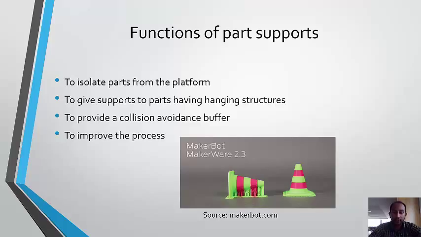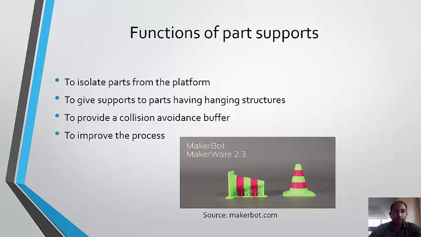Some important functions of the part supports are: the first one is to isolate the part from the platform. The use of supports will make it easier to safely remove the part from the platform after model production. It will also be easier to control the layer thickness and surface quality of the bottom layers. Marks on the platform would not be printed on the final part.